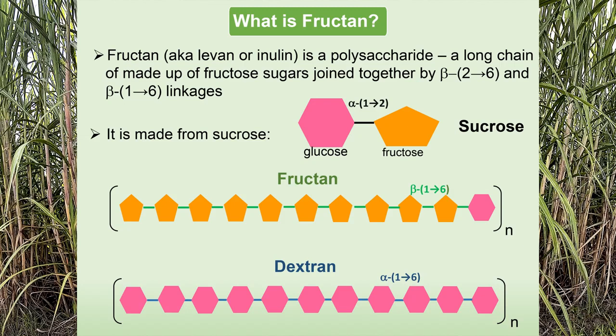And you're probably thinking, well, that doesn't make much difference. Well, it makes a huge amount of difference: what sugars are in the polysaccharide and how they are linked. And basically, you cannot use the same enzyme to break down fructan that you use to break down dextran, because we have these different linkages and sugars.